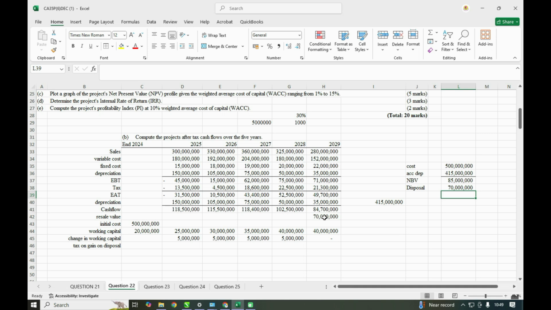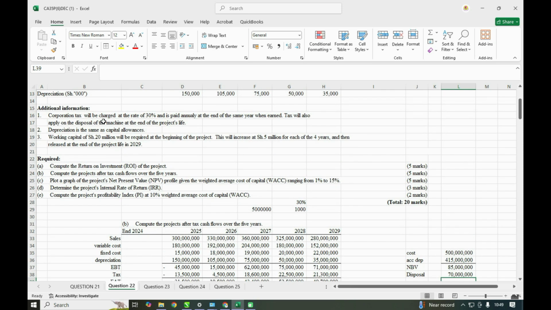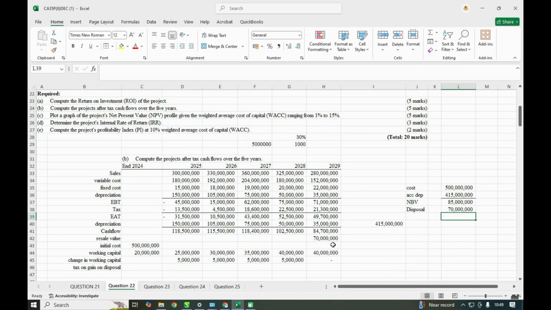We sold it at 70 because they are saying that in note 1, corporate tax will be charged at the rate of 30% and is paid annually at the end of the same year when earned. Tax will also apply on the disposal of the machine at the end. So remember, we don't tax the 70. 70 is the proceeds. We don't tax the proceeds, we tax the gain. Tax normally is charged on the gain or loss.